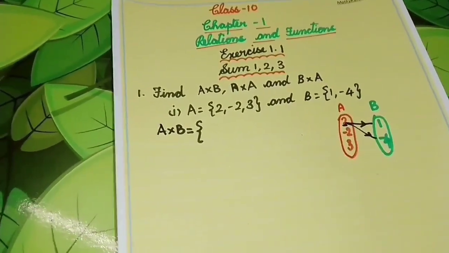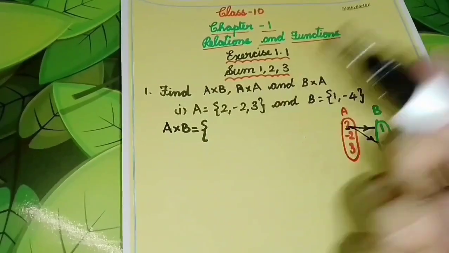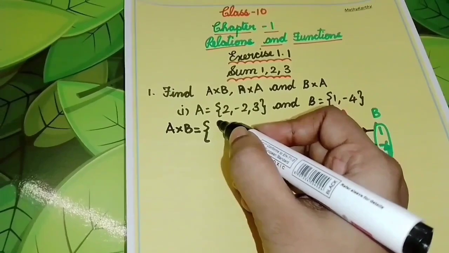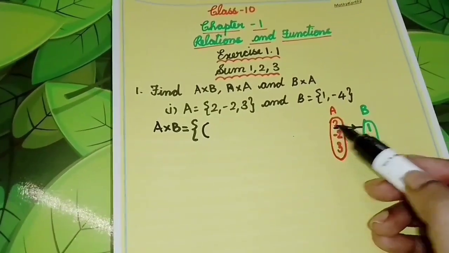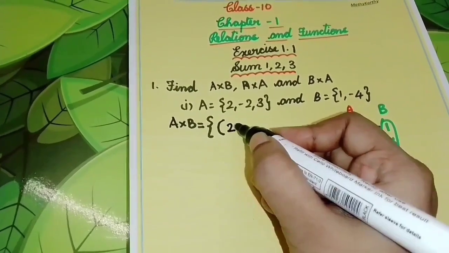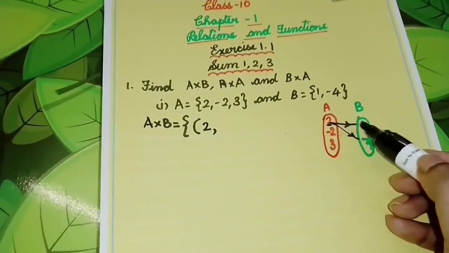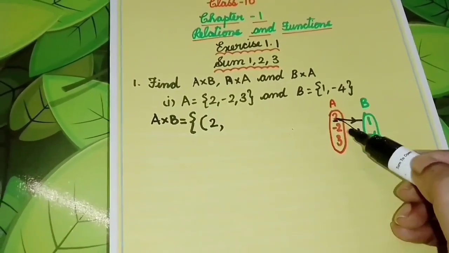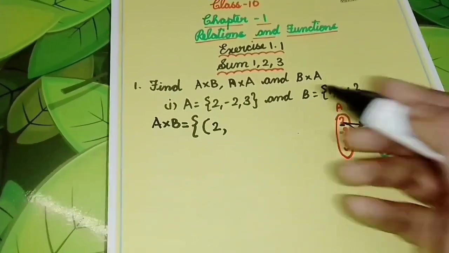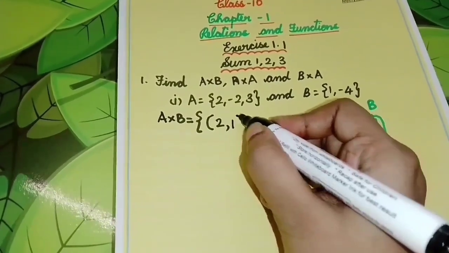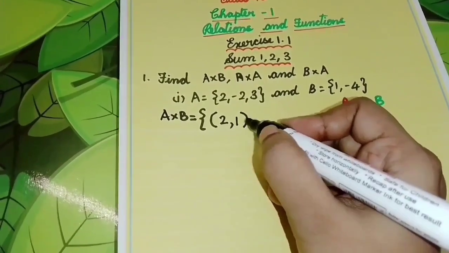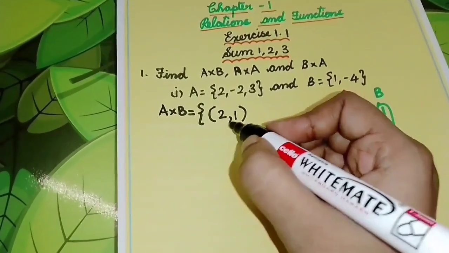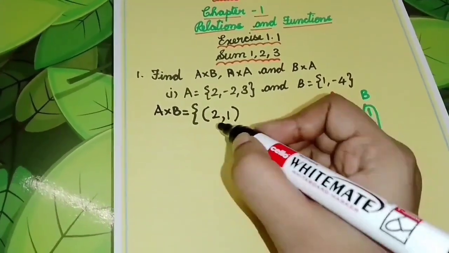So these are our first two ordered pairs. I hope that you know how to write the ordered pairs. First we'll open a bracket and then write the first element of that ordered pair, which is 2 here, and then we'll write the second element with which it forms a pair. So 2, 1. The two elements are separated by a comma, and then we close the bracket. This forms an ordered pair, and it is one element of our new set A cross B.